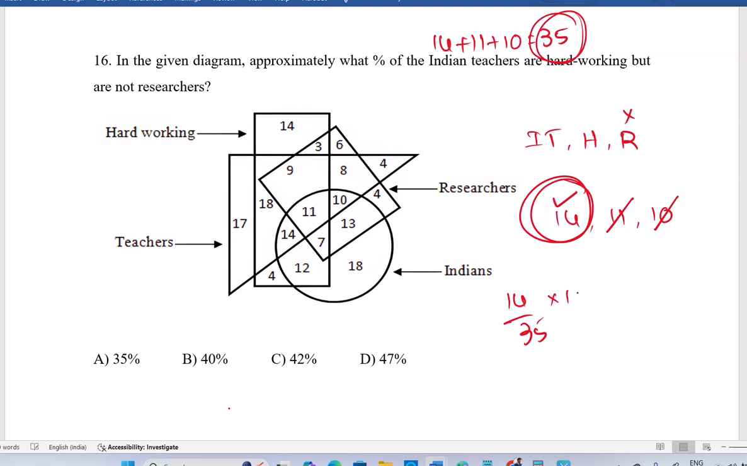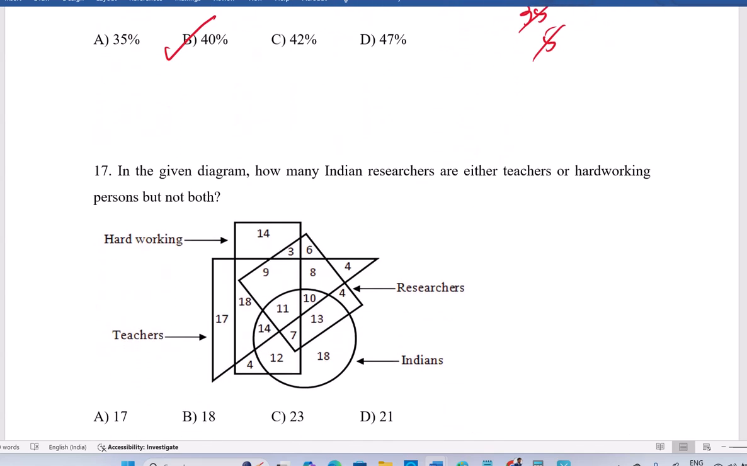Percentage means you have to multiply by 100. This is 7 twos, 7 fives. I think you got it, 40%. Indian teachers, who are they? 14 plus 11 plus 10, 35. Among them, hardworking and researchers is 14 only. Right? So that percentage is what they want.